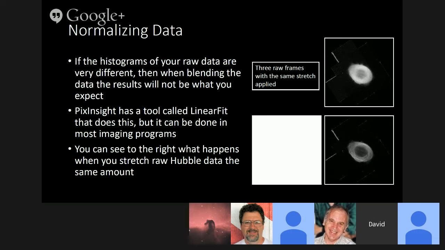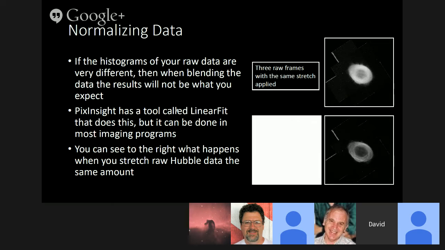So once you've got some of your raw data, it's really good if you can normalize it so that all the intensity levels are similar between each of your different filters. This makes it a little bit easier to blend and combine the different frames into a single color image. So for example, on the right, you can see these are 3 different filters of data on M57 coming from Hubble. And if I stretch them all the exact same amount, one is reasonable, one's a little bit dark, and one is all white. So you need to normalize that data.